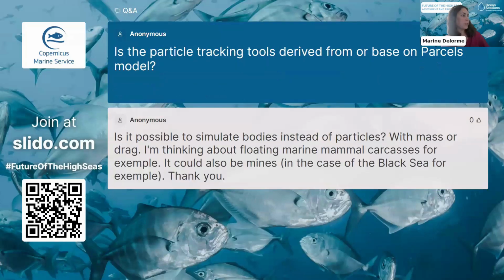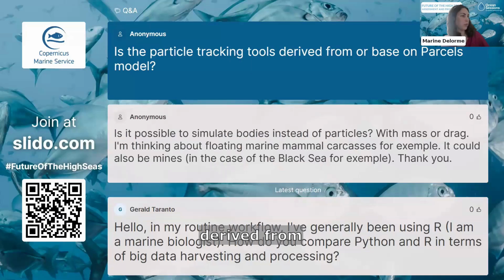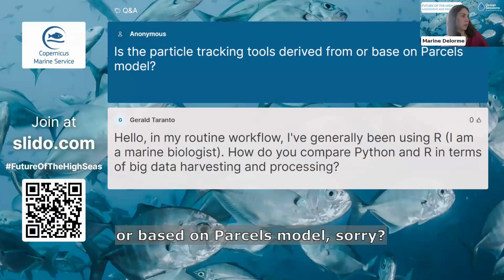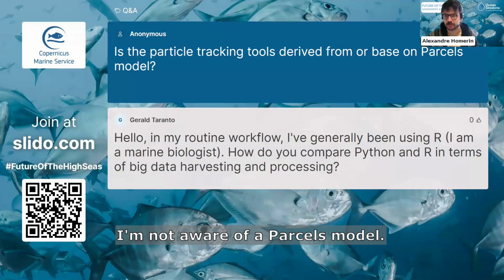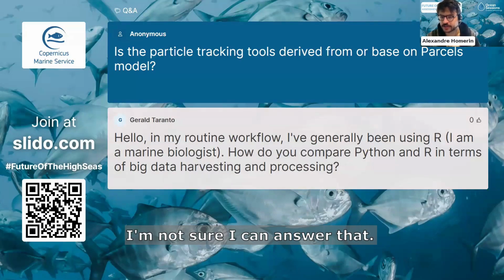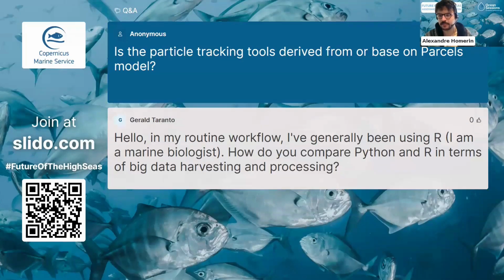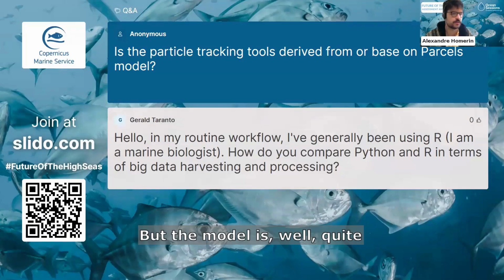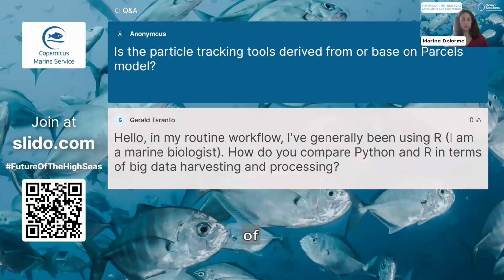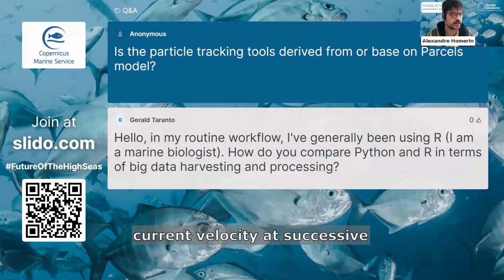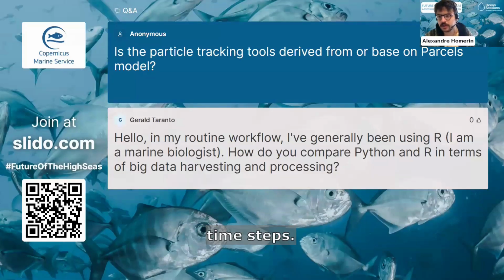Great. Next question: is the particle tracking tool derived from or based on the Parcels model? Sorry, I'm not aware of a Parcels model. I don't know what that is. I'm not sure I can answer that. But the model is quite simple. I think it's a simple application of current velocity at successive time steps. So it's probably used in many models that are available to the public.